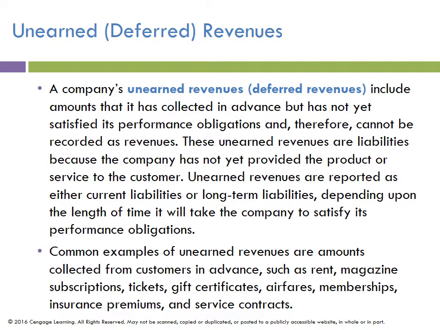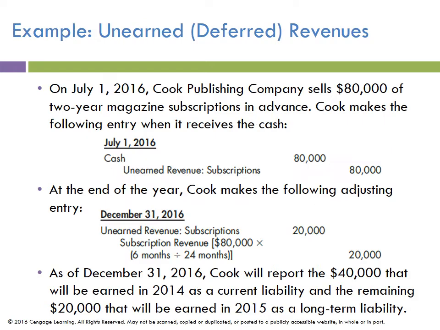Common examples of some unearned revenue are amounts collected from customers in advance, such as rent, magazine subscriptions, tickets like airline tickets, gift certificates, airfares, memberships to gyms, insurance premiums in insurance companies, and service contracts, something that you pay in advance.